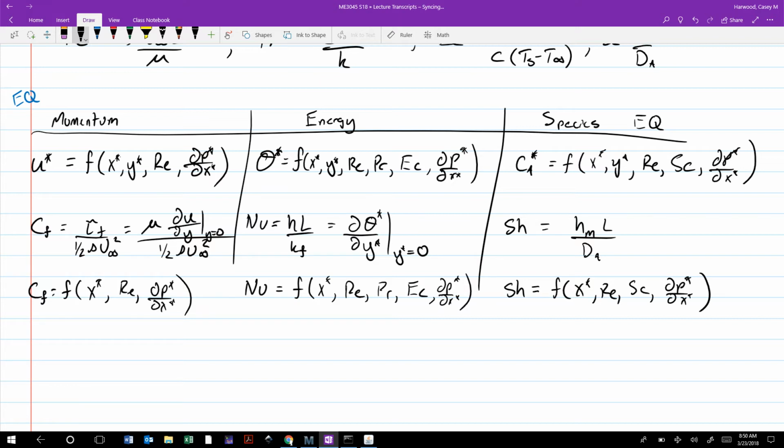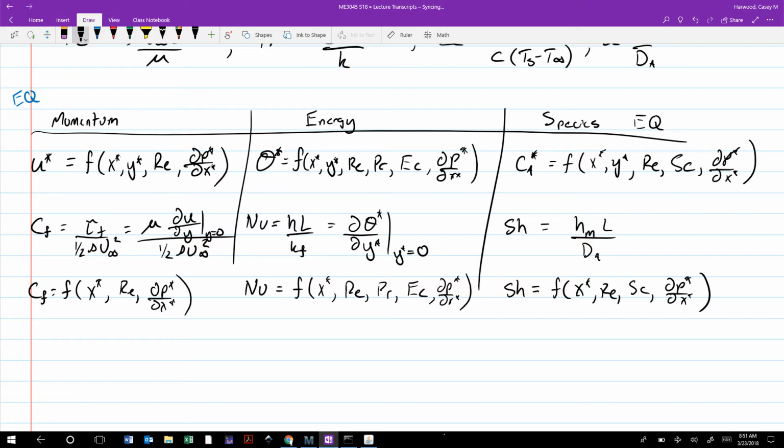This probably seems really abstract right now. This doesn't have a whole lot of meaning to you, I'm guessing. But hopefully by the end of the lecture we'll see at least why this is a really useful sort of functional relationship to write.